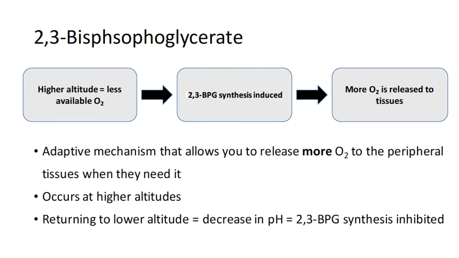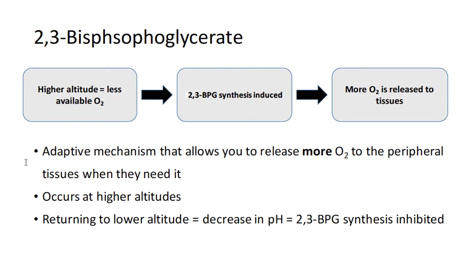2,3-bisphosphoglycerate is an adaptive mechanism that becomes increasingly important at higher altitudes because less oxygen is available. Under these conditions, 2,3-bisphosphoglycerate will be synthesized, which enables more oxygen to be released in peripheral tissues. If looking at this on a dissociation curve, you will notice a shift to the right. This will be similar to what we see called the Bohr effect. So up top here, you can see a little flow chart that I made.